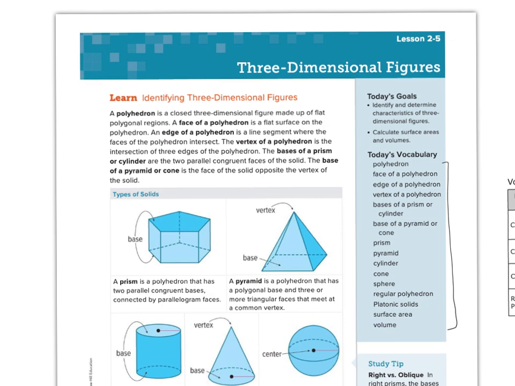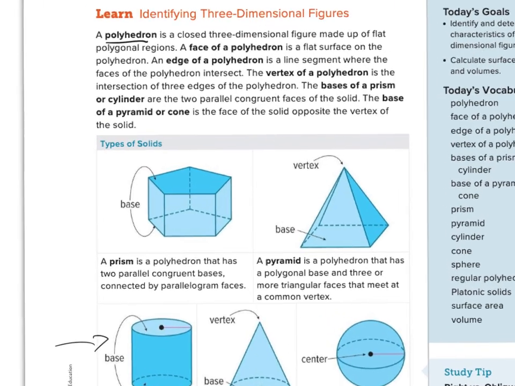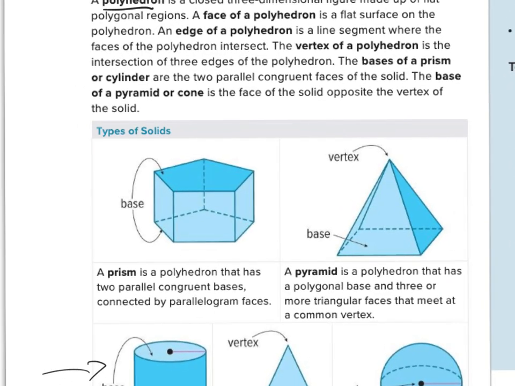But let's see here, identifying three-dimensional figures. A polyhedron, just in general, is a closed three-dimensional figure made up of flat polygonal regions, flat surfaces. These would not be considered polyhedrons because they have something rounded on them. So the flat surfaces. Now the different types of flat polyhedrons, you want flat surfaces. So you might see that a side would be a face. Okay.